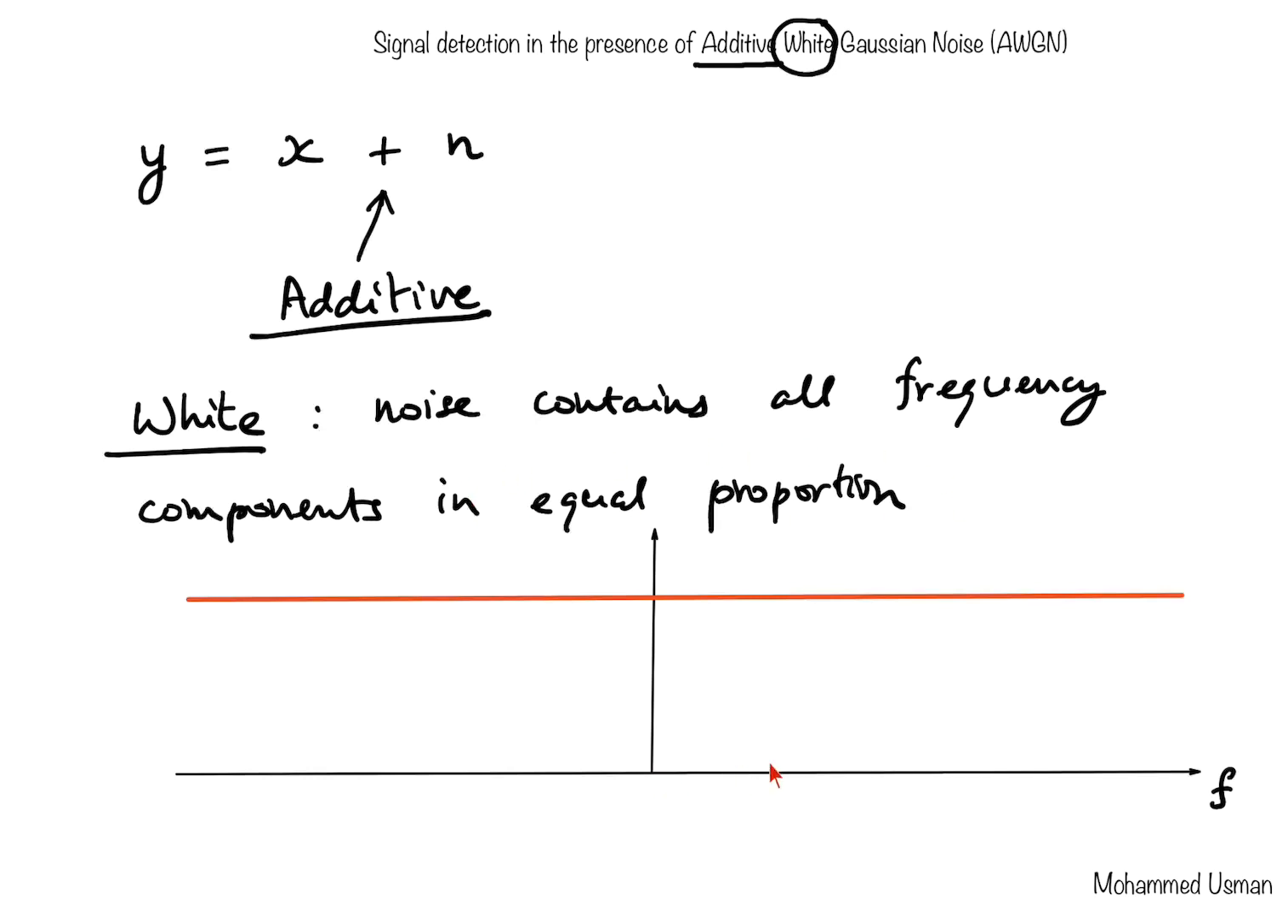So whether the frequency is 0 Hz or 10 Hz or 50 Hz or 1 kilohertz or 10 kilohertz, the power of the noise at that frequency is the same. So the effect of that is such that whether we transmit at this frequency or at a different frequency or at an even higher frequency, wherever in the frequency band that we transmit, we will have to deal with the noise, because there will be an equal proportion of noise at all frequency components. So that's the meaning of white.